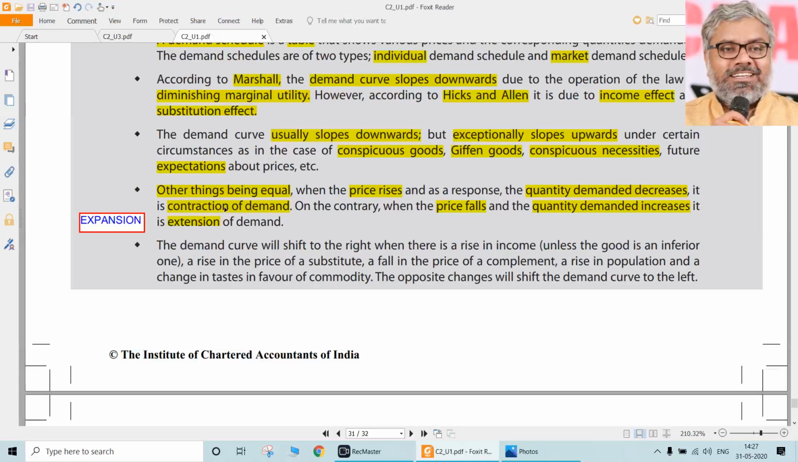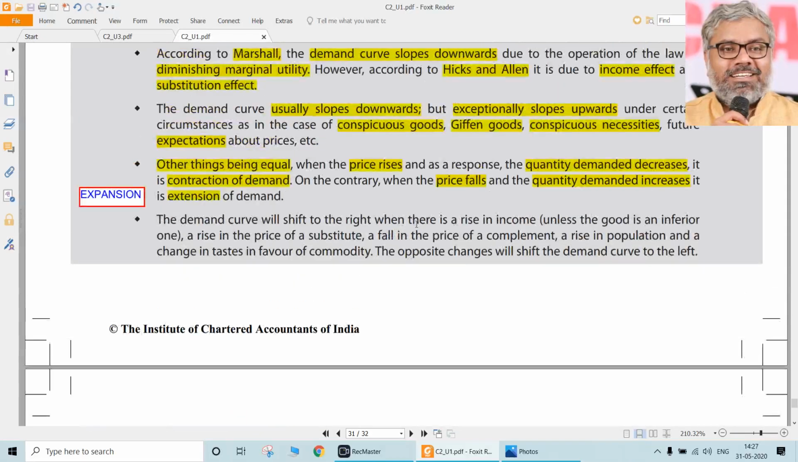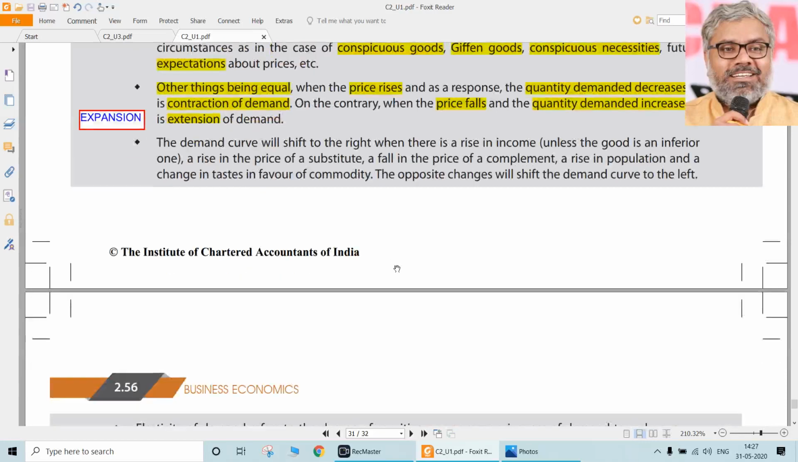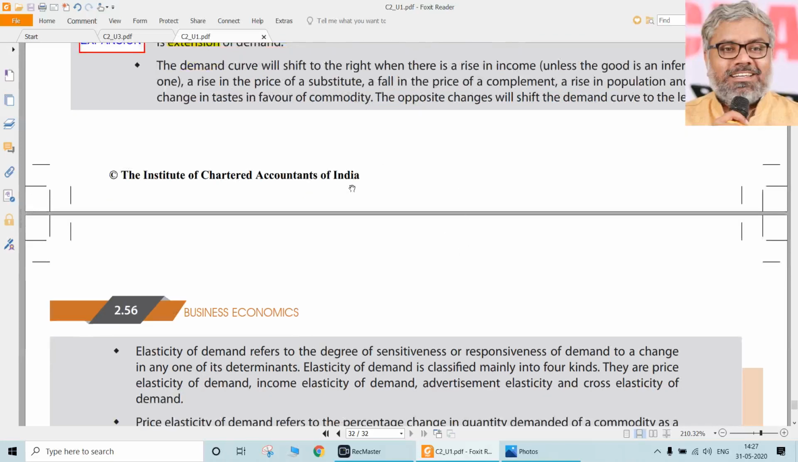So that is about the wordings we have to use. But the essence is always the same. Essence is: price increases, quantity demanded decreases. Price decreases, quantity demanded increases. That's all. That is the essence. What we call it? Yes, we use different names. When the quantity demanded decreases, we call it contraction. When the quantity demanded increases, we call it expansion of demand. That is about expansion and contraction of demand.